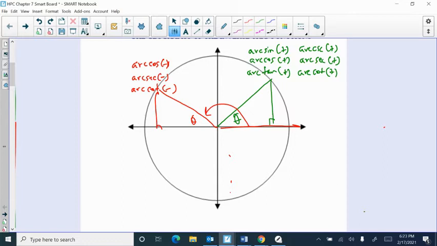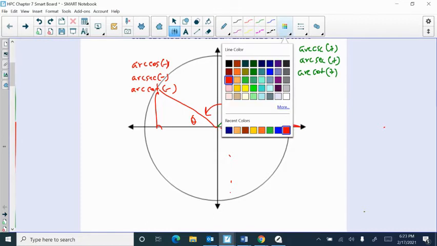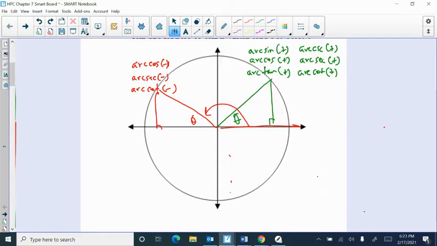Now, if you are the other three, so if you are arc sine of a negative ratio, or arc cosecant of a negative ratio, or arc tangent of a negative ratio, you'll be down here in quadrant 4. But what you have to be careful of is, again, still drawing from standard position, you actually end up being negative.